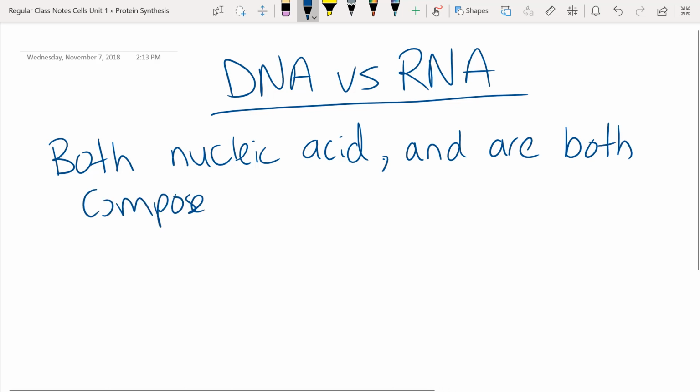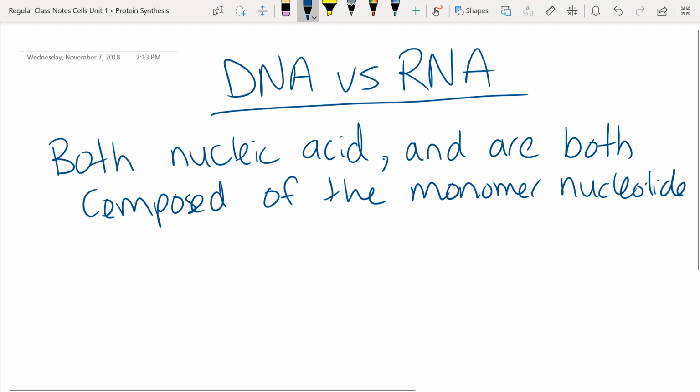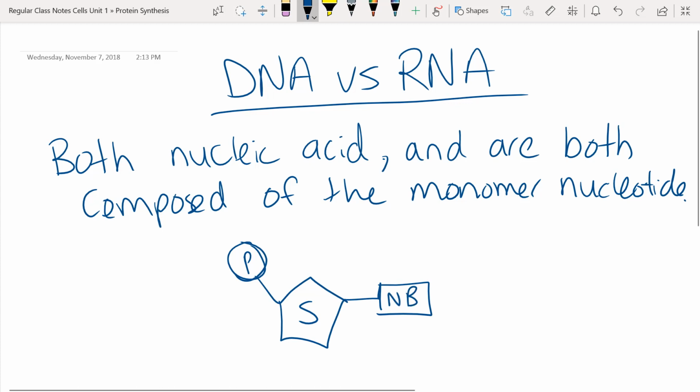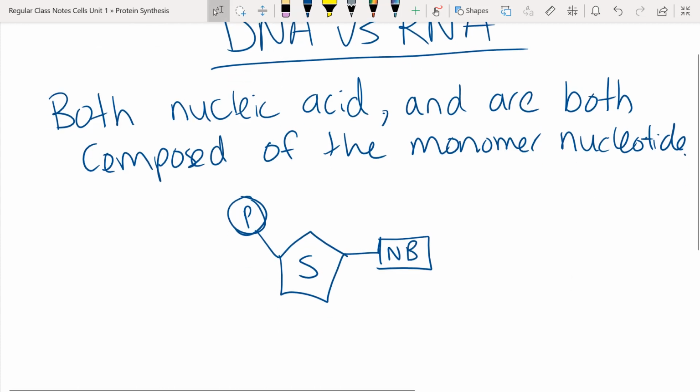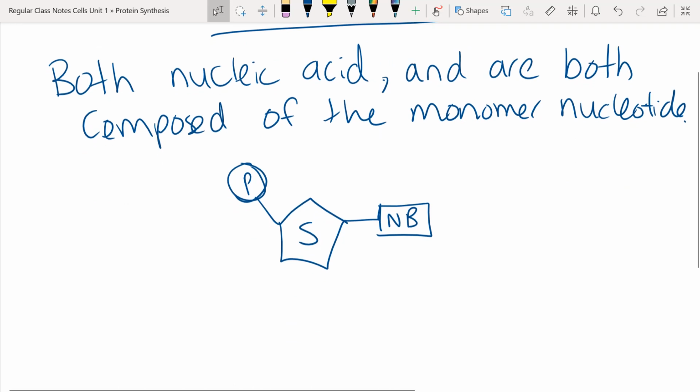So they are both nucleic acids and are both composed of the monomer nucleotide. So they are both made of nucleotides. Remember, let's review the structure of a nucleotide: it has a phosphate group, a 5-carbon sugar, and a nitrogenous base. So this will be our sugar, and this will be our nitrogenous base. So there's our nucleotide. And we talked about DNA structure, and this is going to be a quick review over DNA.